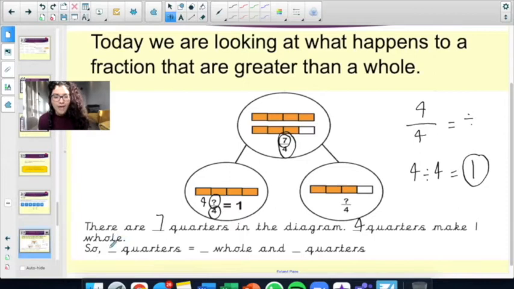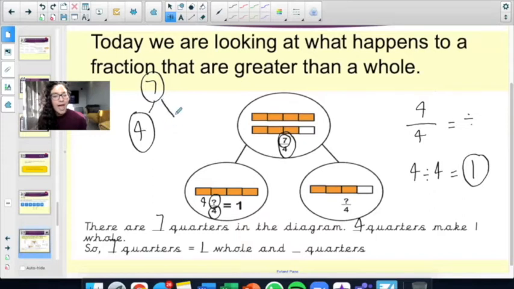So 7 quarters then, because we know we're starting off with 7 quarters, equals 1 whole. And then to work out how much is left over, remember your division methods, when you're working out a remainder. If you've got 7 altogether, I've already taken out 4. How many is left over? How much do I need to add to 4 to get to 7? 3. So 7 quarters is 1 whole and 3 quarters.